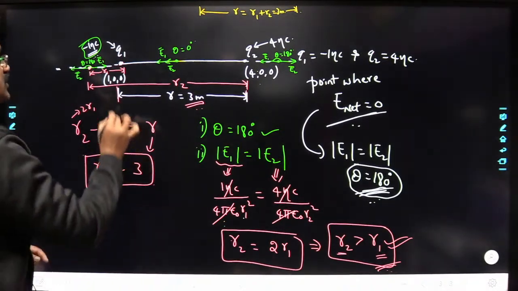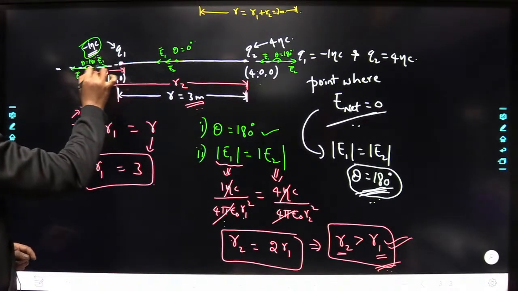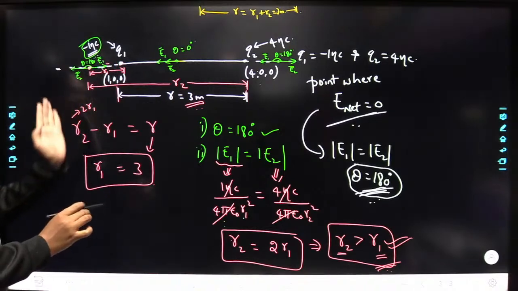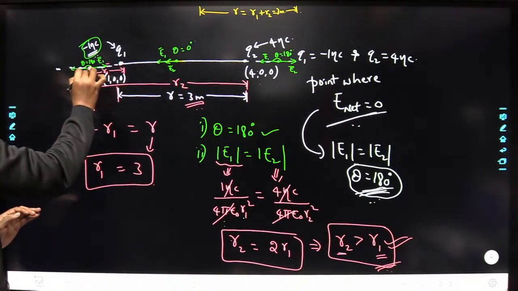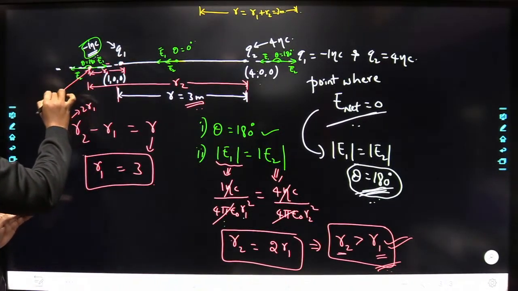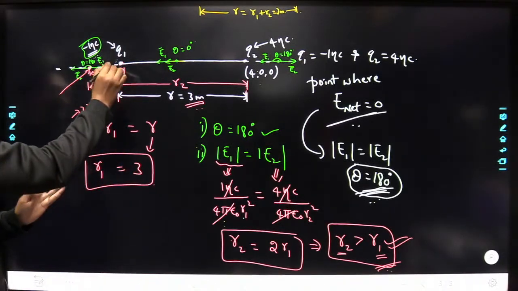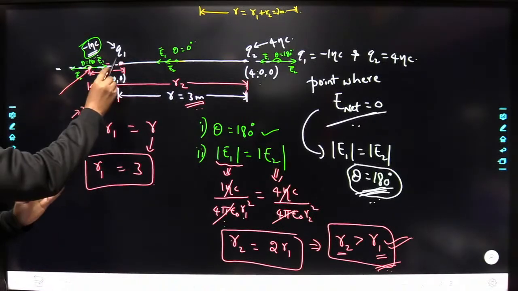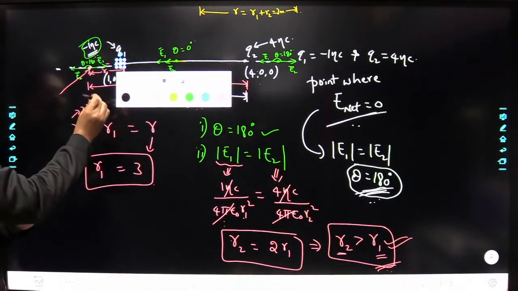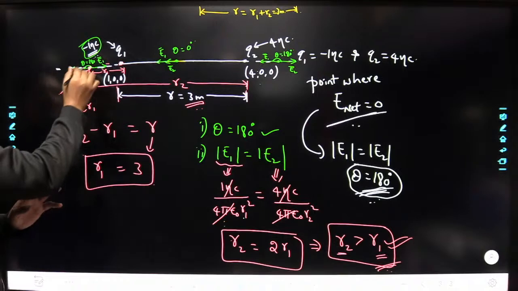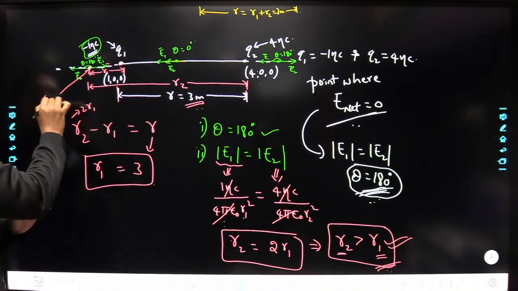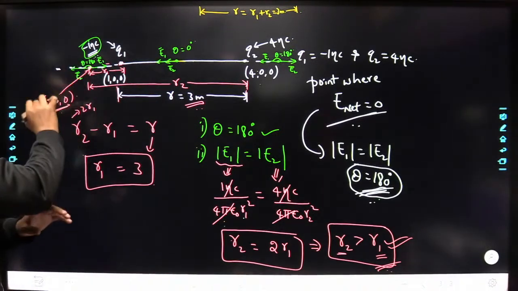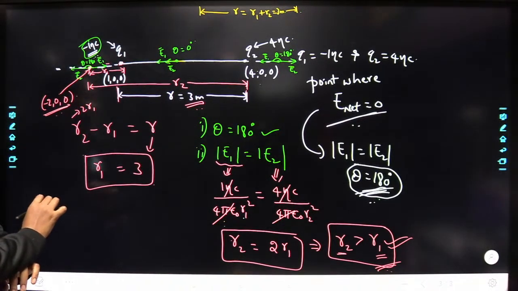So the distance from Q1 must be 3 meters to the left. This point is at a distance of 3 meters from Q1, to the left. So from this point you have to move 3 meters to the left. That means this point will become minus 2 comma 0 comma 0. Yes or no? This point will become minus 2 comma 0 comma 0.